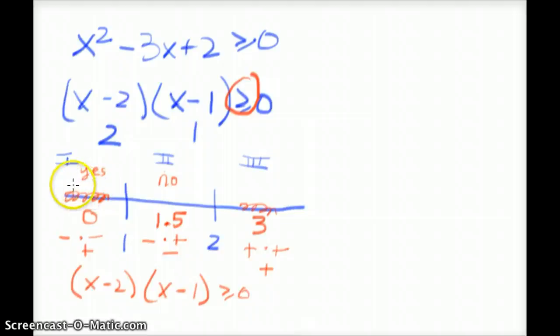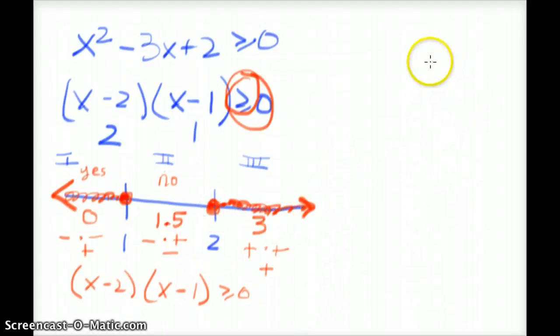Now let's go back and look at these regions. First of all, this region over here to the left keeps on going that way, and it stops right here. Do we include the 1? Yes, because it said greater than or equal to. Same thing over here. This region continues this way, goes to the right, and the 2, it can be 2, so there you go.